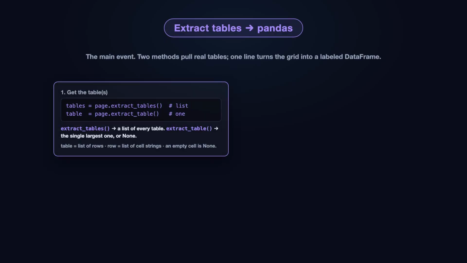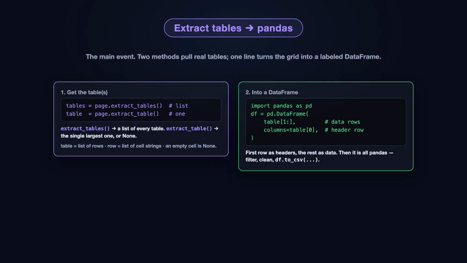Now the main event, pulling tables into pandas. Every page object has two methods for this. page.extract_tables, plural, with empty parentheses, returns a list of every table it finds on that page. page.extract_table, singular, returns just the single largest table it detects, or None if it finds none, use that when you know the page has exactly one table.